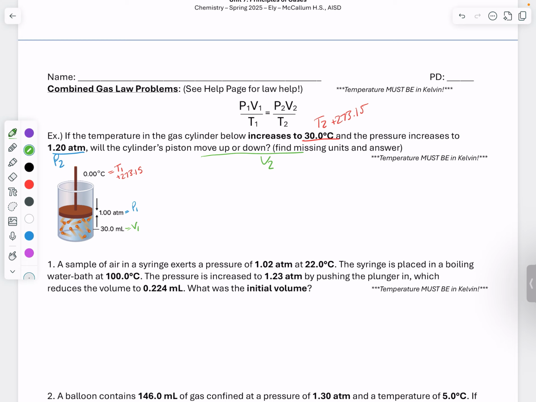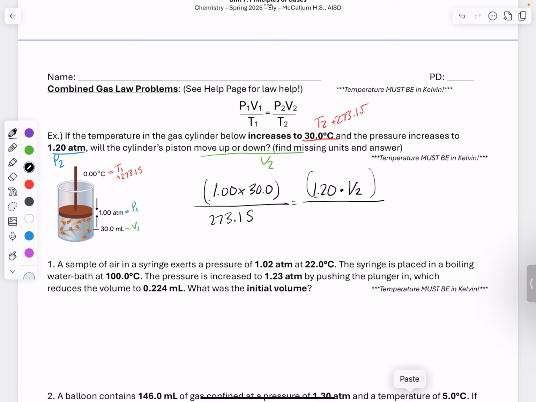So this is a little bit more cumbersome to plug in. So you got to kind of work it one little bit at a time. So P1 times V1 is going to be 1.00 times 30.0. And then all that gets divided by T1, which is 273.15 because it's 0. All right, and then it's going to equal. Now, we do not know what P2 is, so it's going to be, we do know what P2 is. We don't know what V2 is. So it's going to be 1.20 times V2, and then all that gets divided by 30 plus 273, which is 303.15.